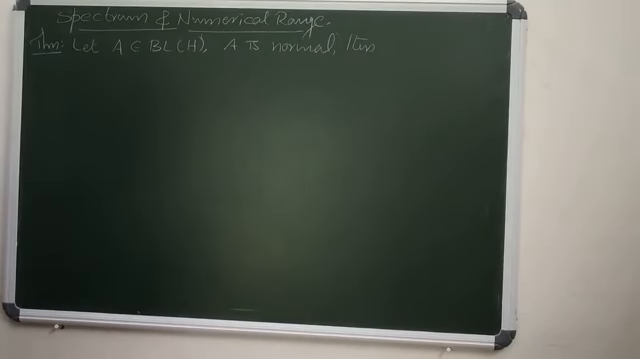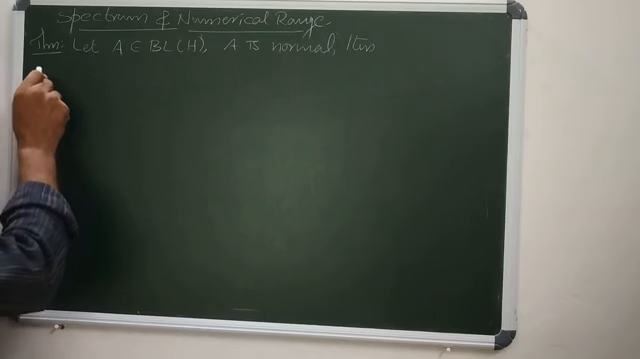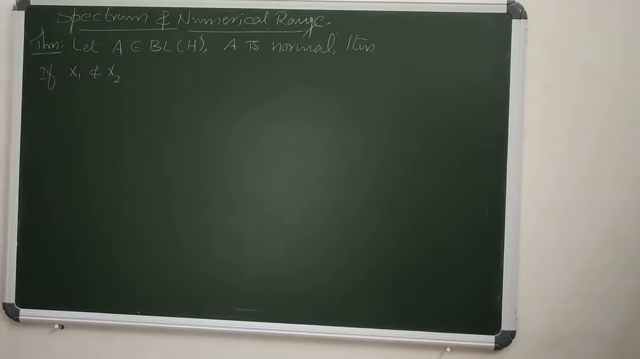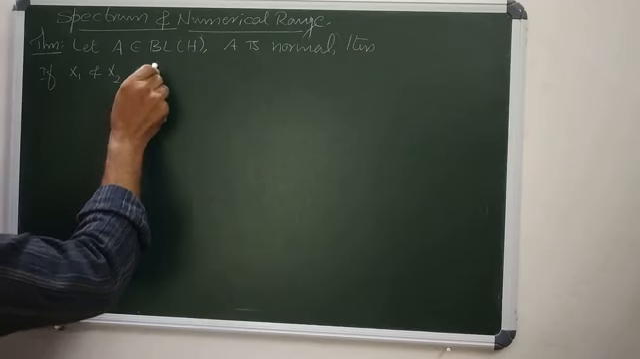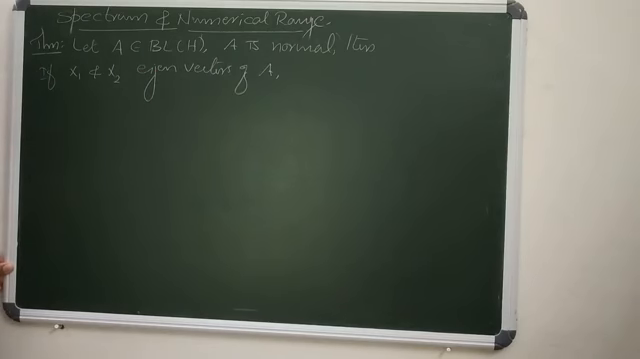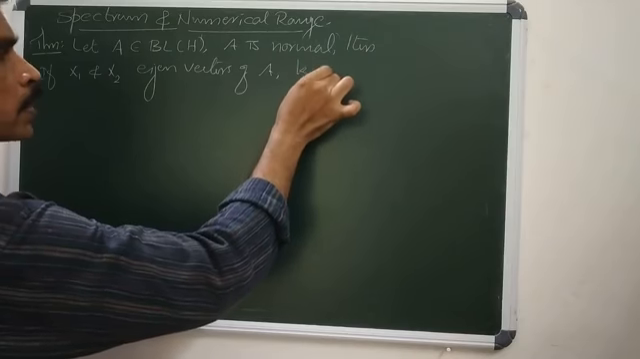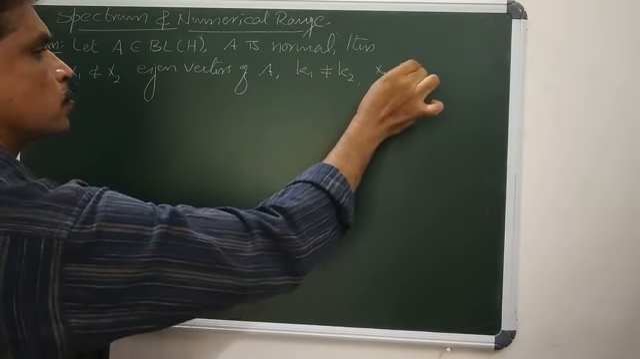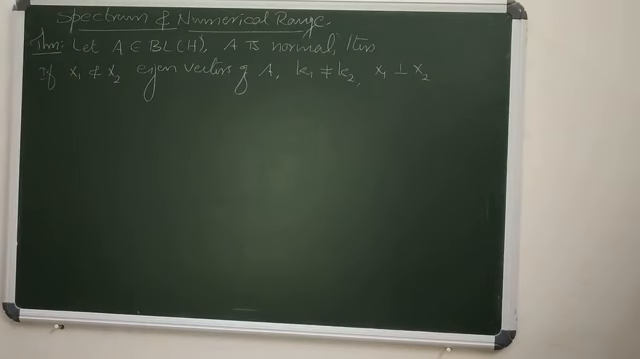Now we are going to another interesting result. That is, when A is in BLH and A is normal, if x1 and x2 are eigenvectors of A corresponding to the distinct eigenvalues k1 and k2, then x1 and x2 are orthogonal.